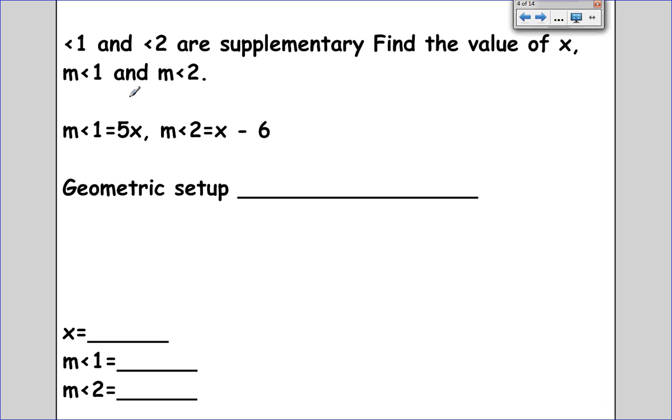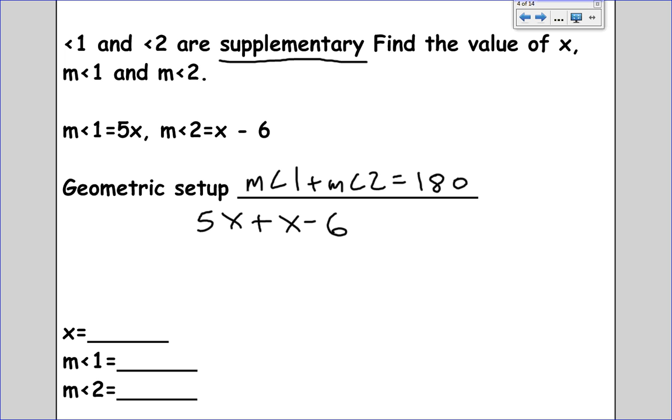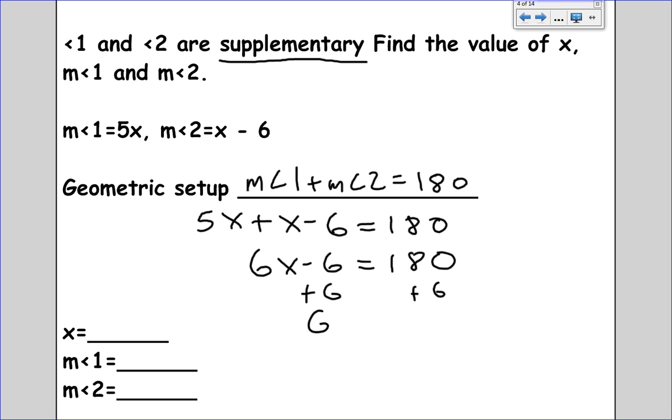To actually go in and solve for this problem, you would say measure of angle 1 plus measure of angle 2 equals 180 because they are supplementary from the problem. So 5x plus x minus 6 equals 180. Now we combine like terms on the left side of the equal sign to get 6x minus 6 equals 180. To cancel out a minus 6, you add 6 to both sides. 6x equals 186. And to finish it off, you divide by 6. So x equals 31.